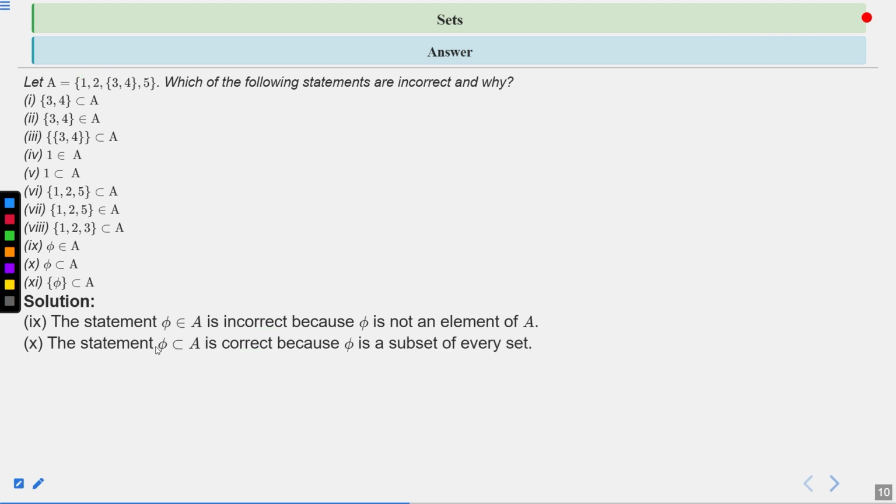While in theory, we saw phi is a subset of every set. So this statement is going to be correct. So correct statement. Now for 11th, this set contained in A, incorrect, because in order to be a subset, this element must be in A, while it is not. So phi doesn't belong to A. So incorrect statement. I hope all these reasons are clear to you.